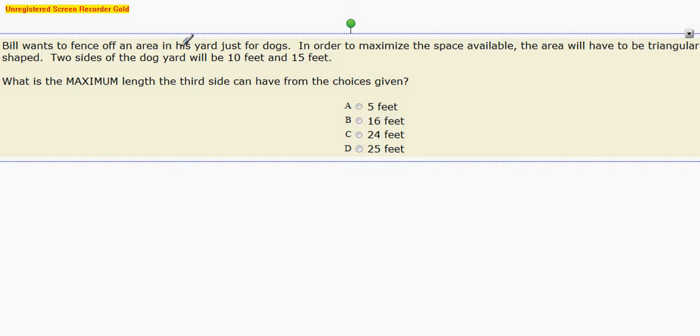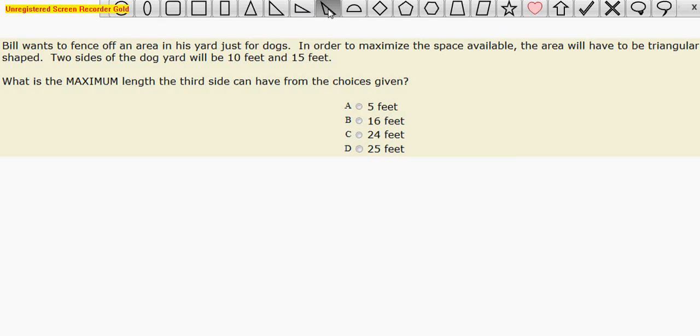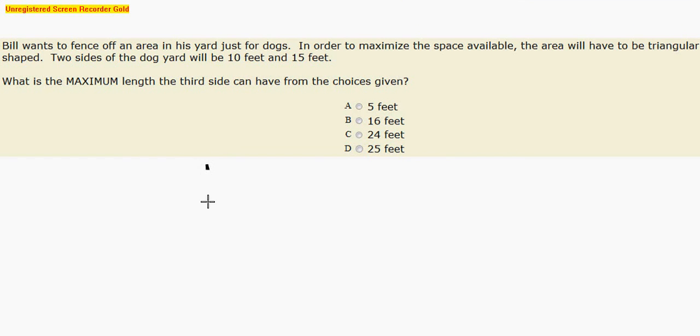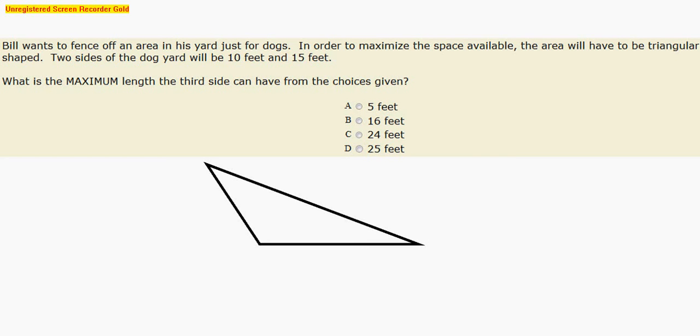So what that tells me right off the bat is that I should probably draw a triangle. Okay, and so here we go. I'm just going to draw a triangle. I don't know what his yard looks like, but it's a triangle shape, and that's all I care about. It says two sides of the dog's yard will be 10 feet and 15 feet. And it says, what is the maximum length the third side can have from the choices given? So it wants the maximum.